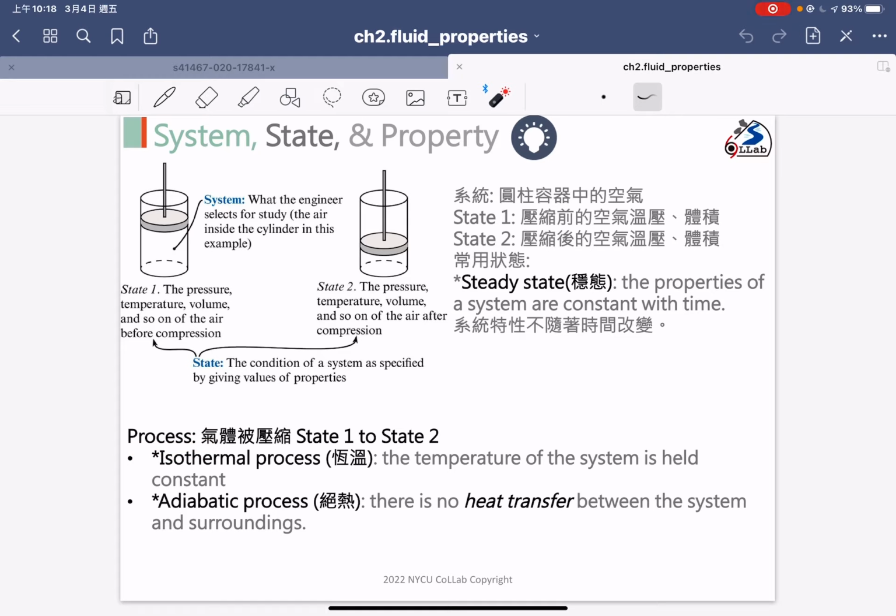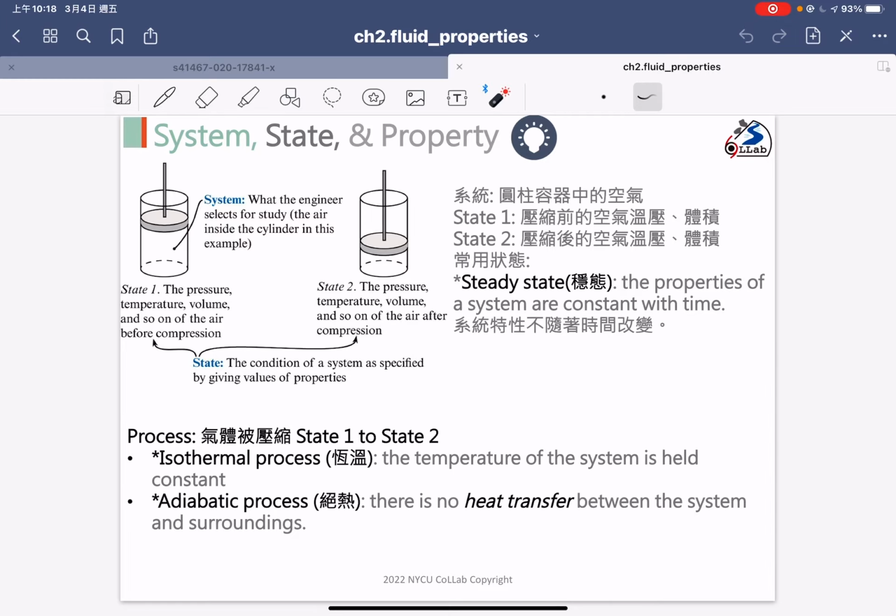And the process can occur under different conditions. The famous condition we call the steady state. The steady state means the properties of the system are constant with time. That means there is no physical property that changes with time. So we call that the steady state.